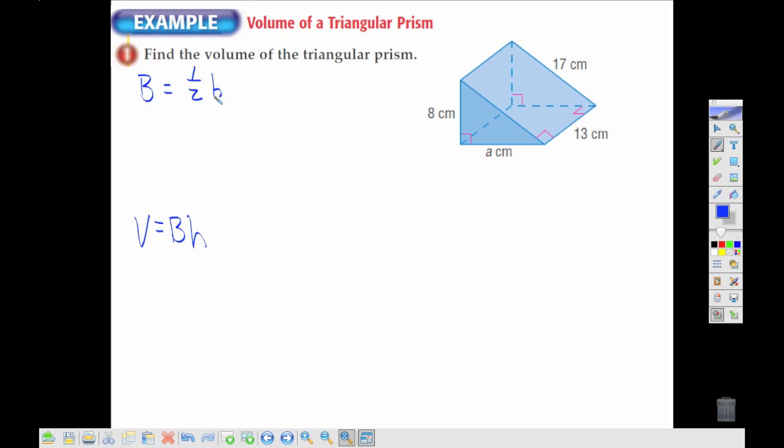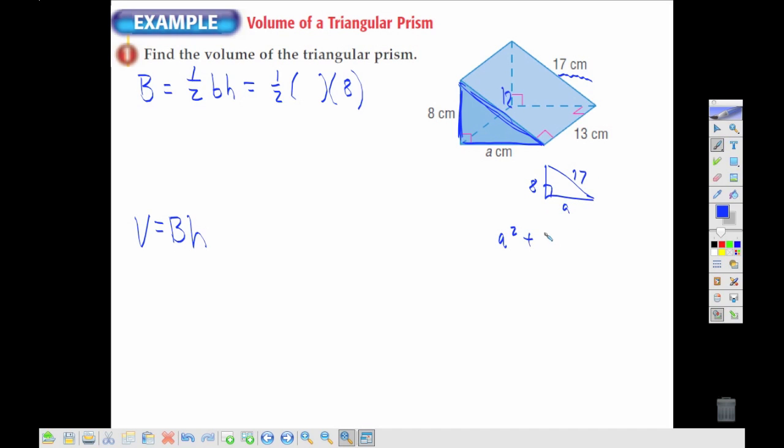Since it's a triangle, we use the formula 1/2 base times height, but this is a different h, so be careful about that. But this base here, notice, would be the a times 8 if we're looking for this. So we need to find that a before we can go on. Notice this 17 over on this side would also be the length of this side right here. So we have a triangle here with sides of 8, 17, and a.